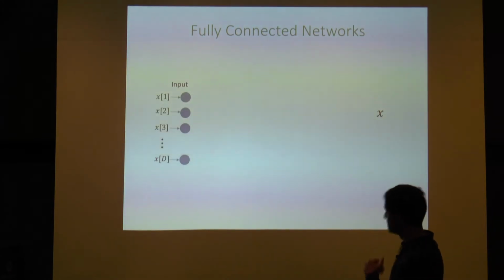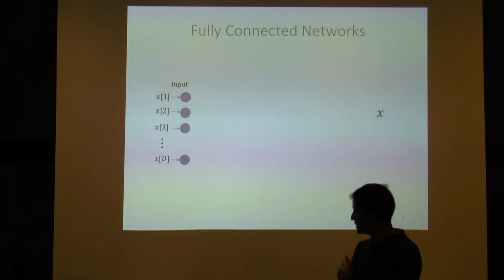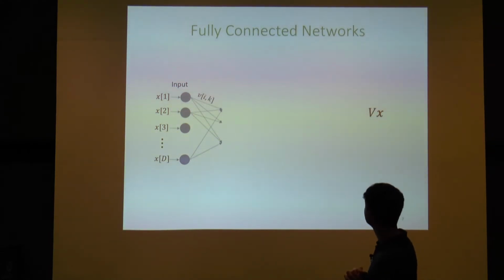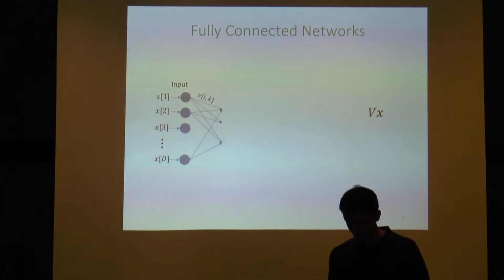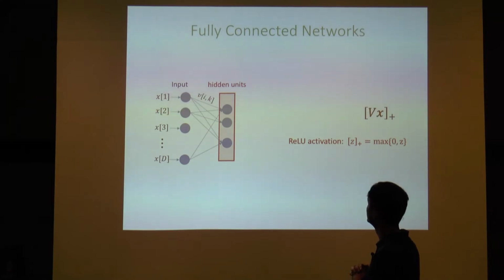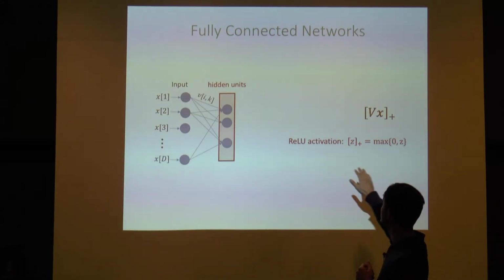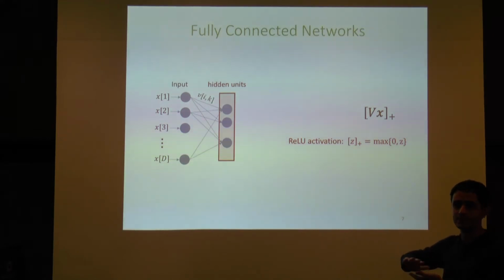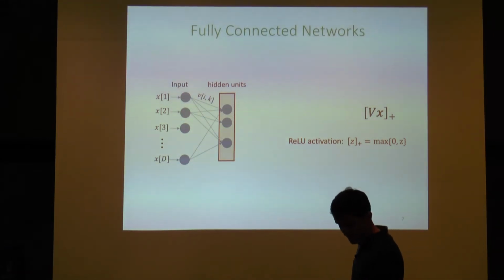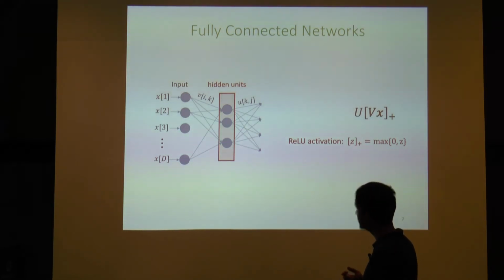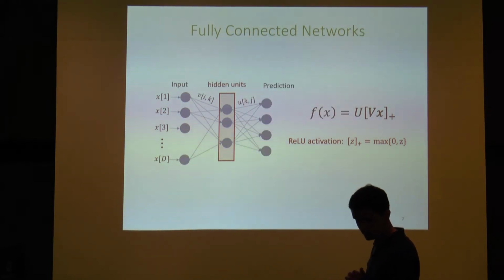So given a data point x, which is d-dimensional, you can think of multiplying it by matrix V. So just a linear transformation. And now this gives us a vector that we call hidden units, and in the hidden units, we just zero out the negatives, okay? So all the negative values are going to be 0 as the output of the hidden unit. And then I'm going to multiply another matrix by the output of the hidden unit, and this is going to be the output of a 2-layer network.